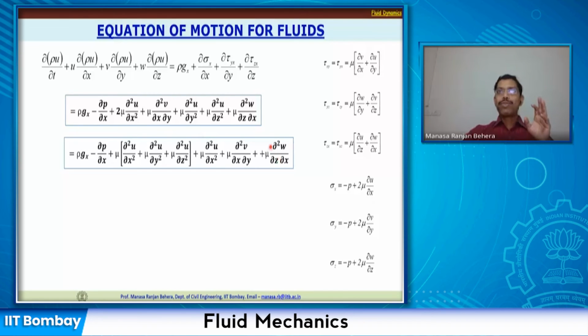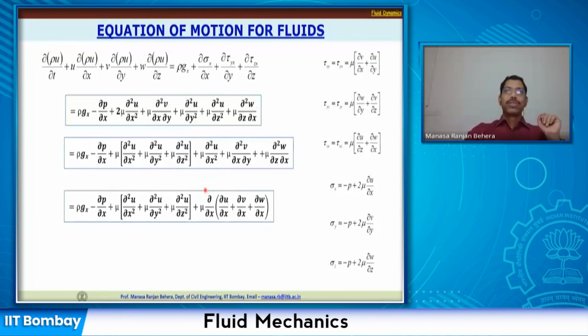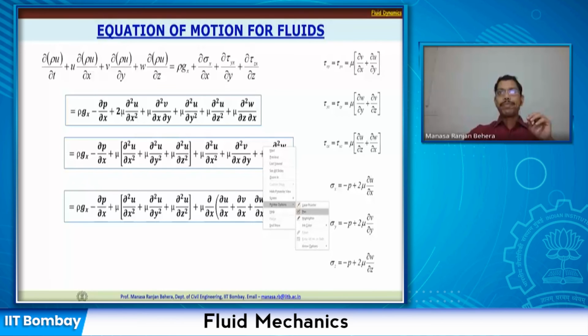Now if you look at all these three terms, you have a dou by dou x. Let us take that out and see what is happening. If you take it out, you can write mu dou by dou x of dou u by dou x plus dou v by dou y plus dou w by dou z. I think something is wrong here. It should be dou v by dou y and dou w by dou z. Okay, so this plus is not required.